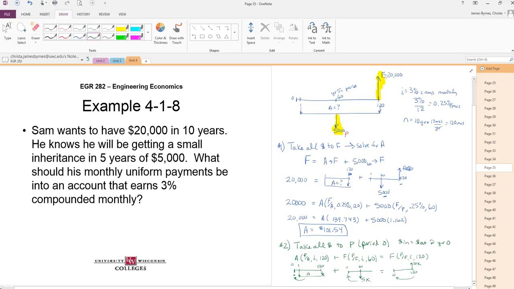Because I only can add the numbers when they're on top of each other in the same period, right? I can't just say 20,000 in period 120, take off 5,000 in period 60. No, because I'm earning interest. The 5,000 in period 60 is worth a lot more than 5,000 once it sits in there and earns interest. So here I just moved everything back to 0. Notice I had to look up 3 factors. So that's probably not a good way to do it, but I wanted to show you that that's an option.